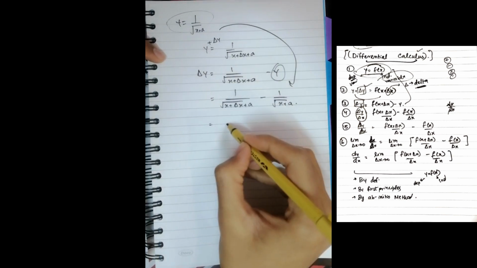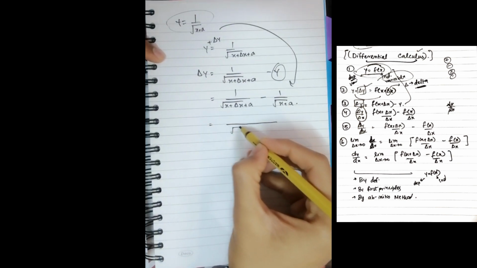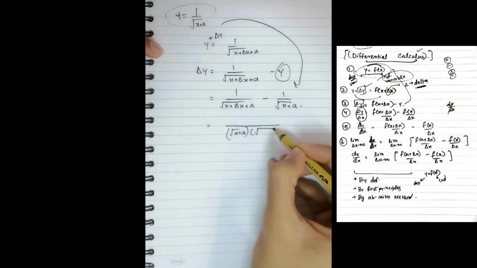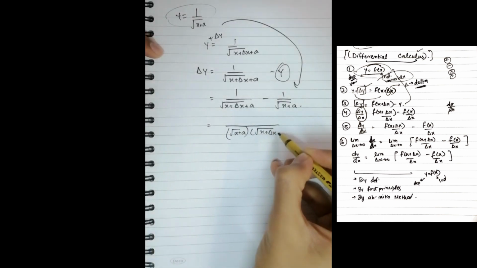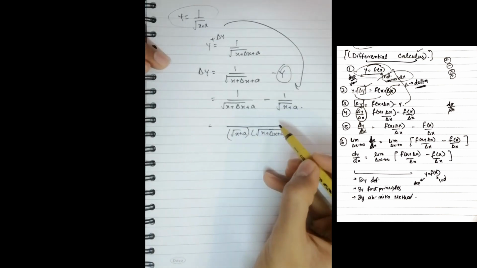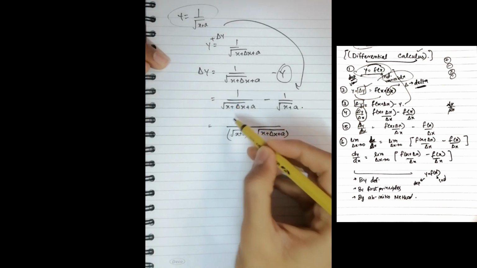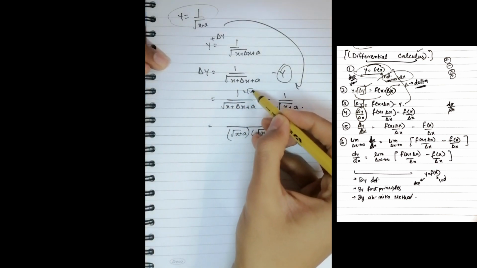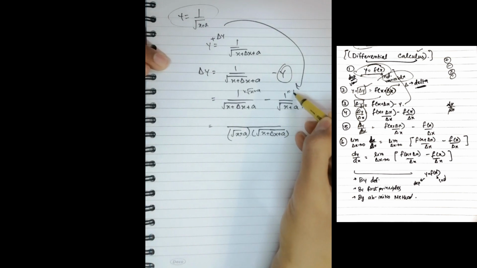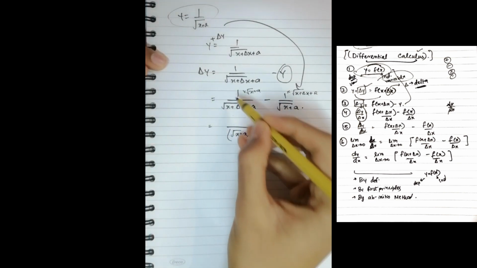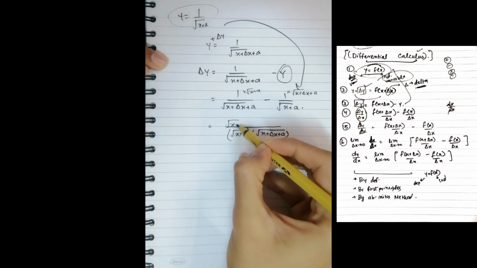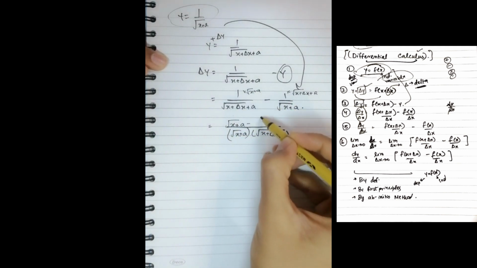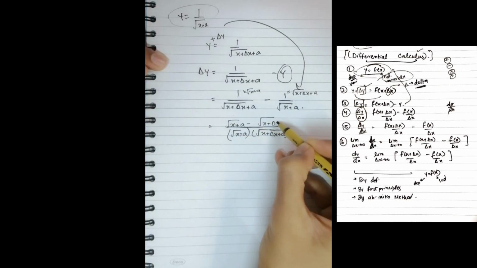Okay, so what is going to happen? You can see that I can simply take an LCM over here. So root of x plus a, root of x plus delta x plus a. Okay, I've taken the LCM, and root of x plus a would be multiplied over here, and this thing would be multiplied over here. Okay, so what is remaining? 1 multiplied by root x plus a, minus 1 multiplied by root x plus delta x plus a.